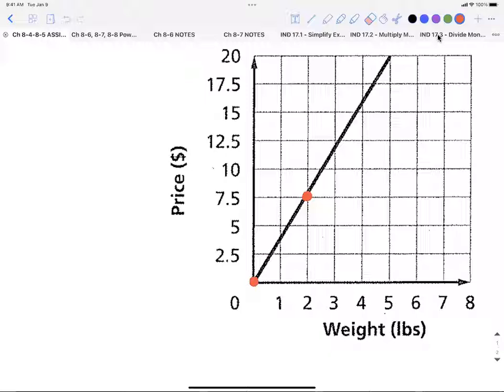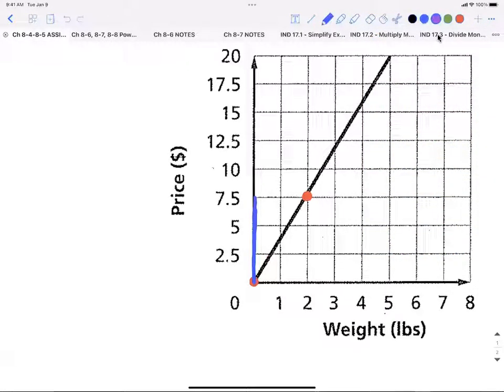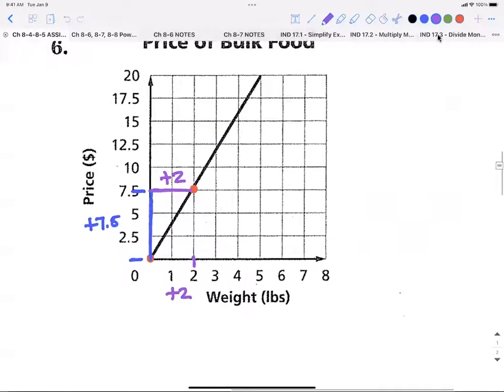And again, now you're looking for your rise over your run. Always draw the triangle, it's going to help you so much with slope. Then you want to look at how much you rose. You rose from 0 up to 7.5, so I went plus 7.5 on my rise. And on my run, I went from 0 and ran over to 2, so I had a plus 2 on my run. And so when you're writing your answer, it's 7.5 over 2. And that can't be reduced, so you would just leave it 7.5 over 2.